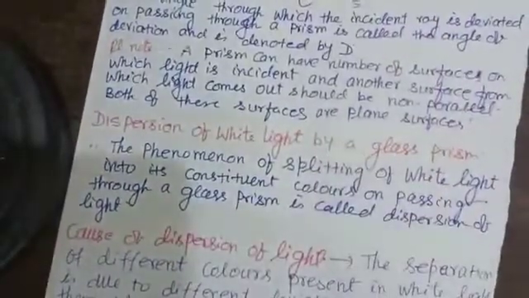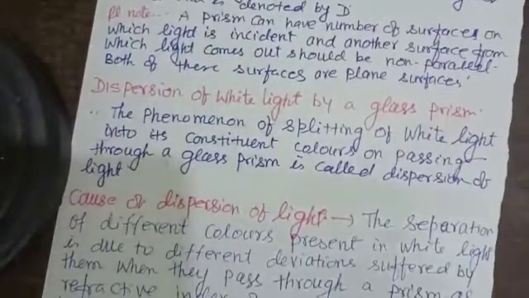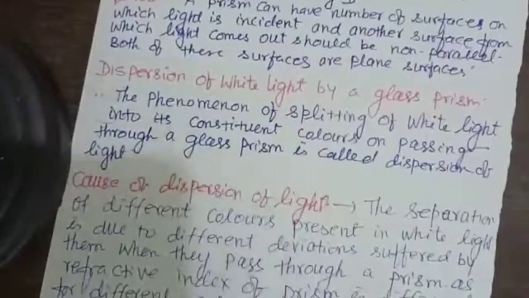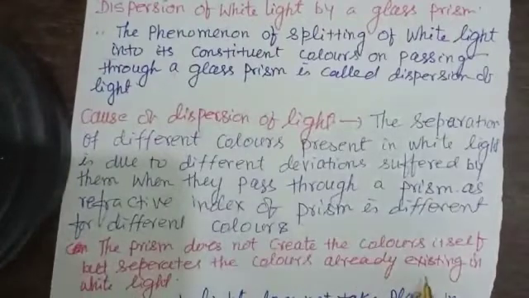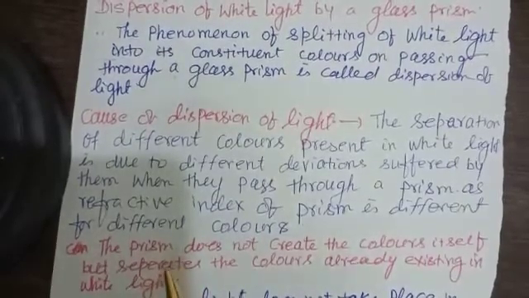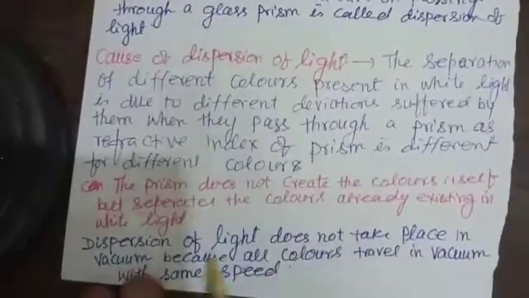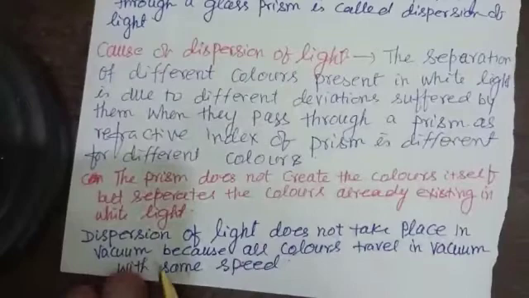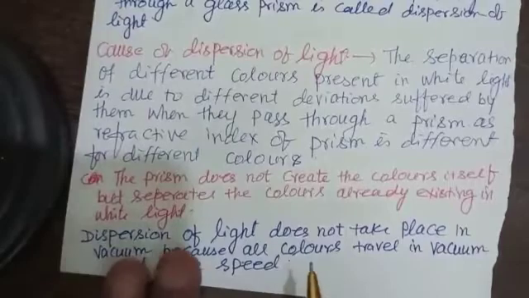Now this point is very important and you should remember that the prism does not create the colors itself, but it simply separates the colors already existing in white light. So the dispersion should not be confused. The job of the prism is simply to separate the colors already existing in white light. And remember, the dispersion of light does not take place in vacuum, because all colors travel in vacuum with the same speed.